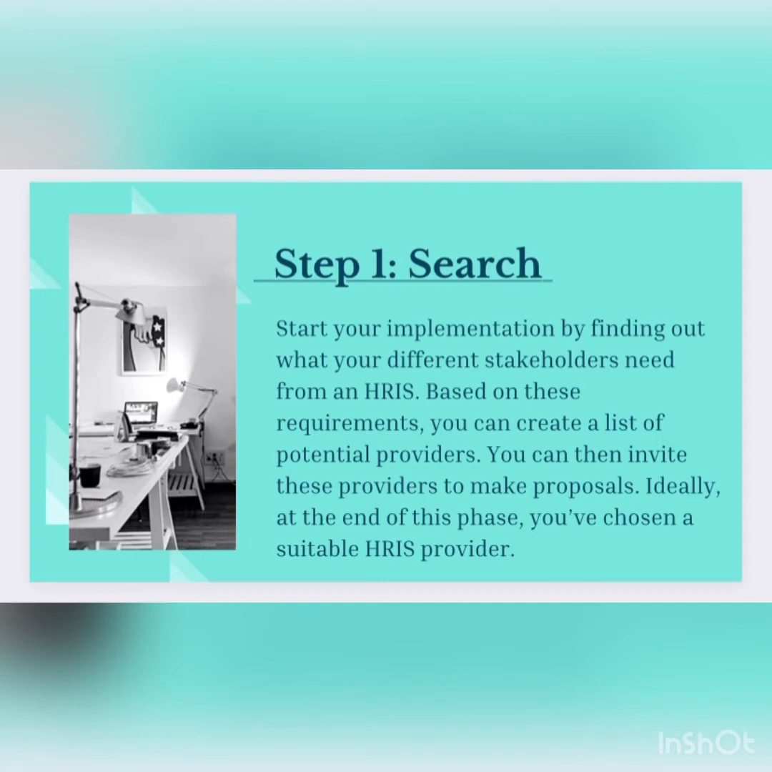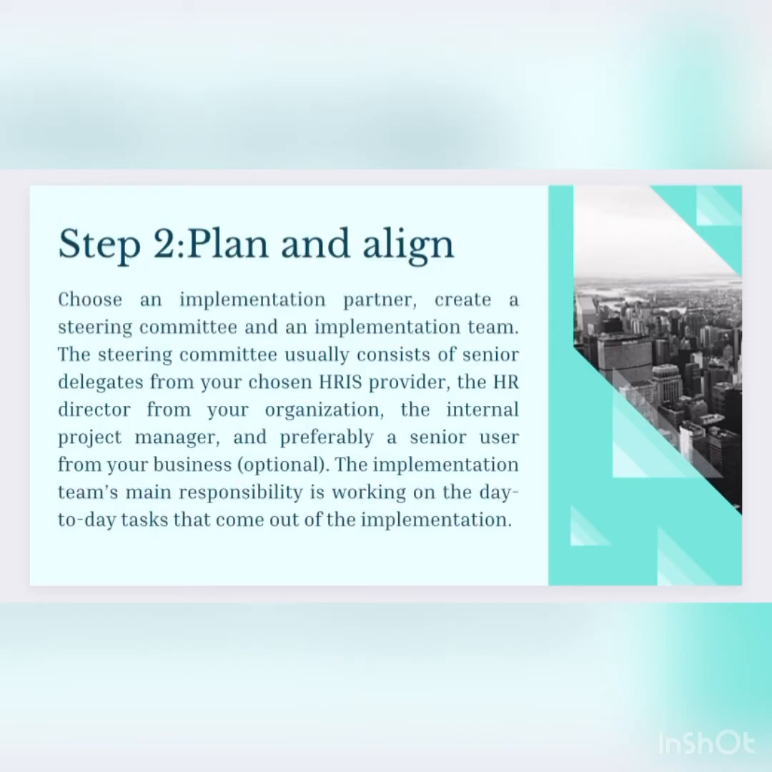Step 1, also called search, includes starting your implementation by finding out what your different stakeholders need from an HRIS, and based on these requirements we can create a list of potential providers, and we can then invite these providers to make proposals. Ideally, at the end of this phase we have chosen a suitable HRIS provider.